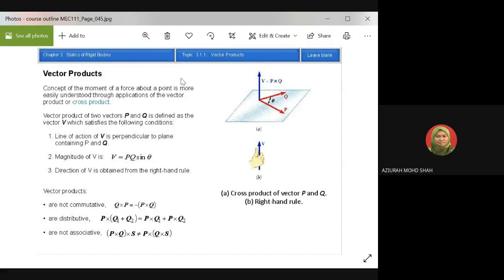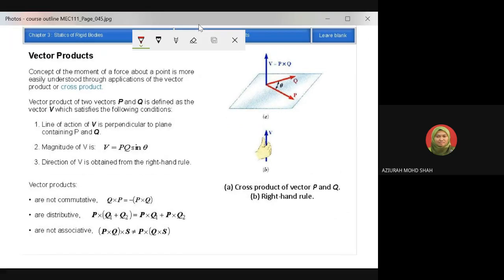Vector or cross product is the concept of the moment of force lah about a point. Ini konsep, sebab tu kena tahu dulu vector product ni untuk kamu fahamkan moment of a force.